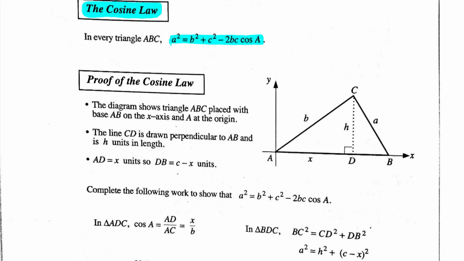All right, so I've gone ahead and highlighted the formula for you. It looks a little bit messy. A squared is equal to b squared plus c squared. So that kind of looks like Pythagoras. But then you have this little extra bit tagged on at the end: minus 2bc cos of A. That looks like a lot to memorize, but honestly, once you start using this formula, it's actually quite easy to remember.